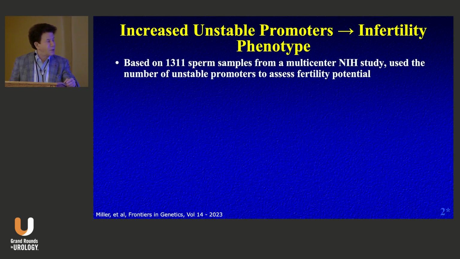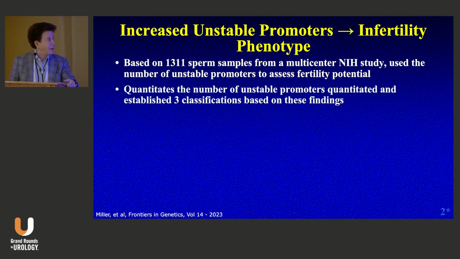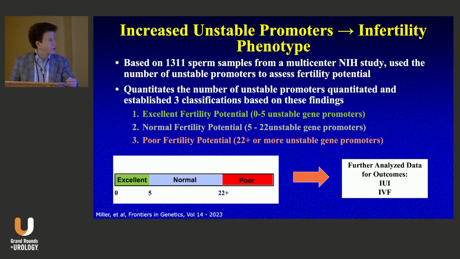They then did a study using data from the NIH, and it was based on over 1,000 sperm samples. And they looked at the number of these already identified unstable promoters to assess the fertility potential of these men. And they established 3 classifications. So if the individuals had 0 to 5 unstable promoters, they had excellent fertility potential. 5 to 22, normal. But the poor fertility potential was identified when they had 22 plus unstable promoters, all the way up to 1,000.